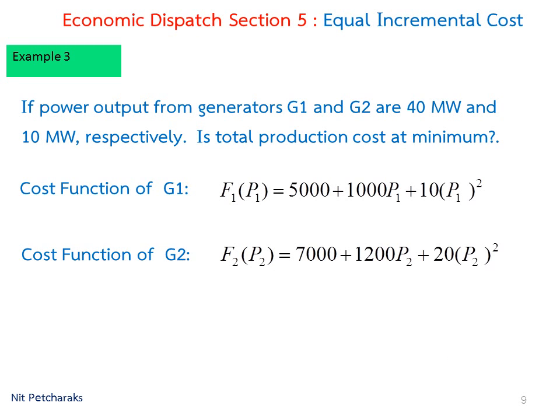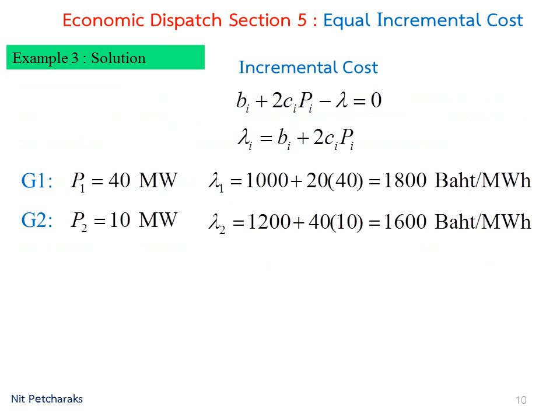Example 3. If power output P1 and P2 are known, do you know whether it is the minimum total production cost? We can simply prove this by calculating the incremental cost. G1 incremental cost is 1,800 baht per megawatt hour, whereas G2 incremental cost is 1,600 baht per megawatt hour. The principle of economic dispatch is equal lambda.